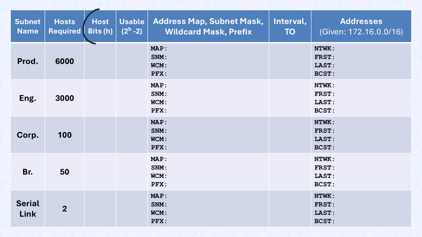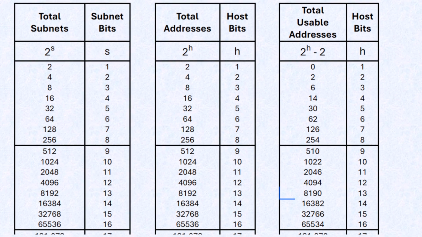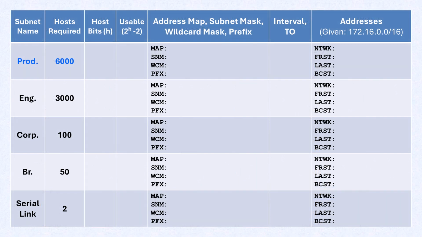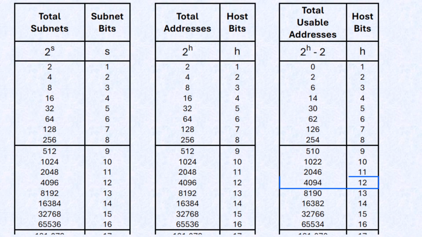Next, we need to determine the number of host bits required for each subnet. For the production subnet, we need 6,000 usable addresses. Using the power of 2 table, we see that 13 host bits satisfies the requirement. The engineering subnet needs 3,000 addresses. The table shows we need 12 host bits.